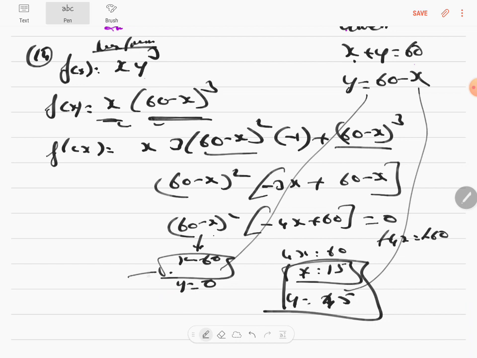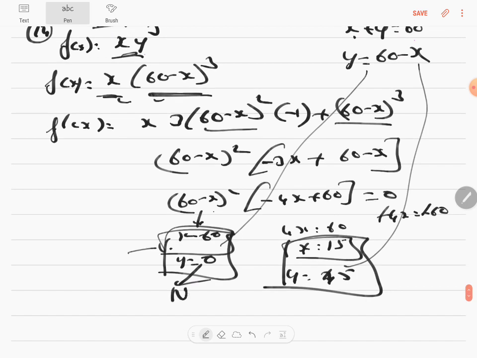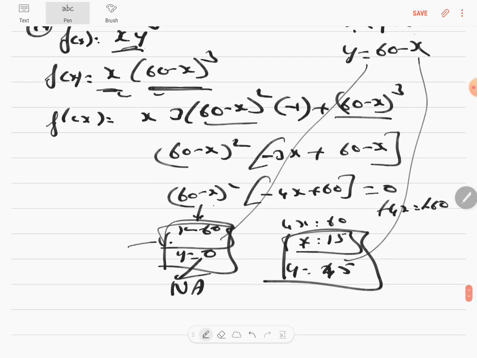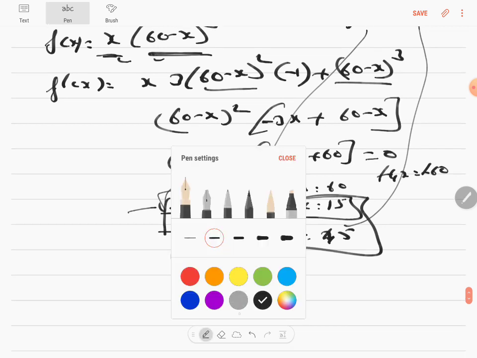What about x is equal to 60 and y is equal to 0? That is also coming, right? It's also possible. But the product cannot be maximum, it becomes only 0. So it's not applicable. Can you see it's not applicable? And so only this can be applicable, and so then let's do a double differentiation verification.